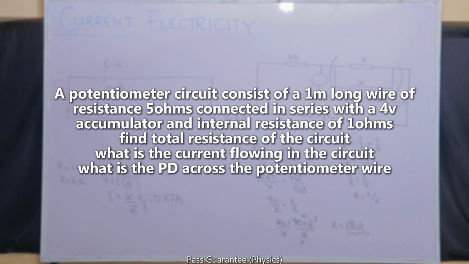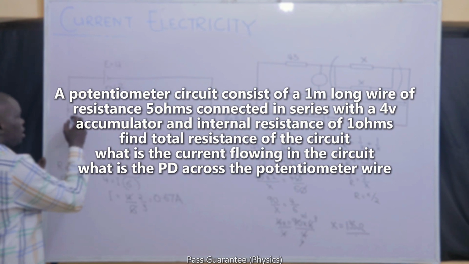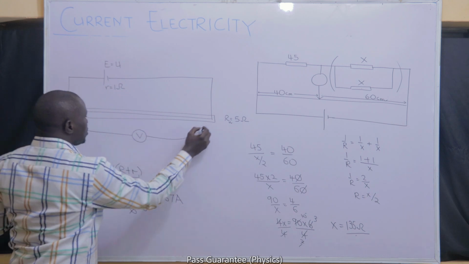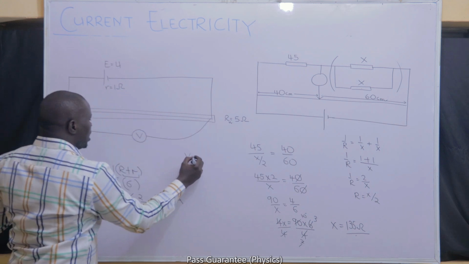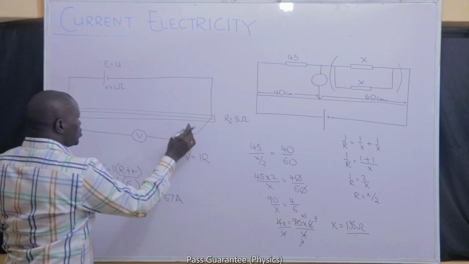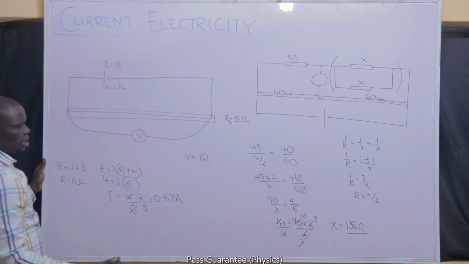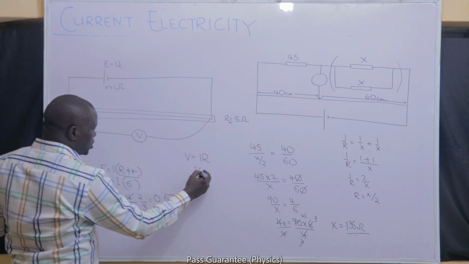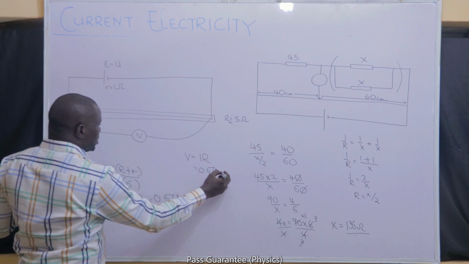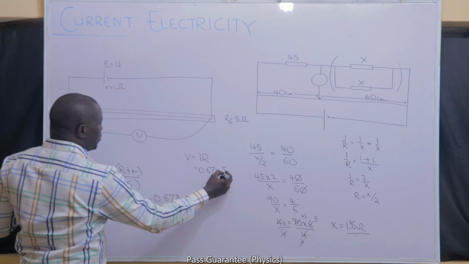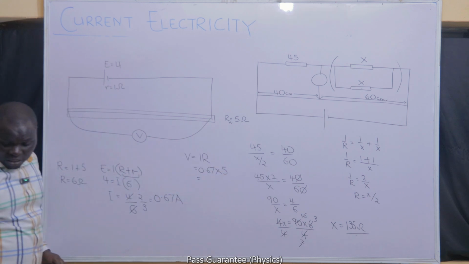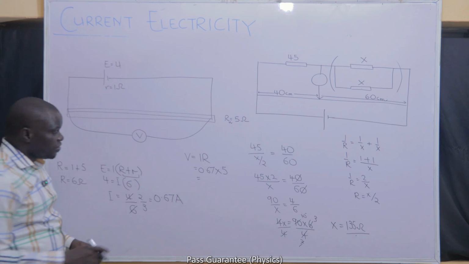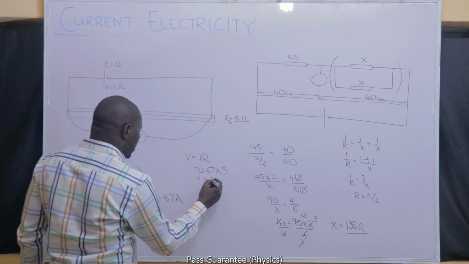What is the potential difference across the potentiometer wire? If I want to find the potential difference across the potentiometer wire, I will just use V is equal to IR. I will treat the wire like a resistor. The current in that case will be 0.67. The resistance will be 5. If I multiply 0.67 by 5, the answer is 3.35 volts.